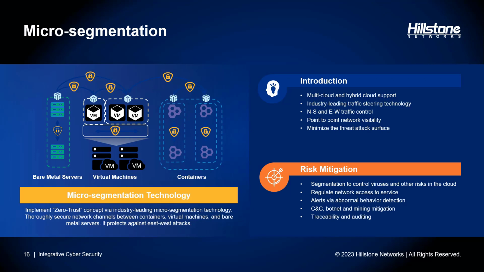The next key function of CloudArmour is its ability to allow for visibility into east-west traffic and protection against those types of lateral attacks. This micro-segmentation technology adheres to the concept of zero trust. CloudArmour performs micro-segmentation via industry-leading traffic steering technology coupled with policy matching. This micro-segmentation can effectively protect against traffic in all directions, north to south and east to west.